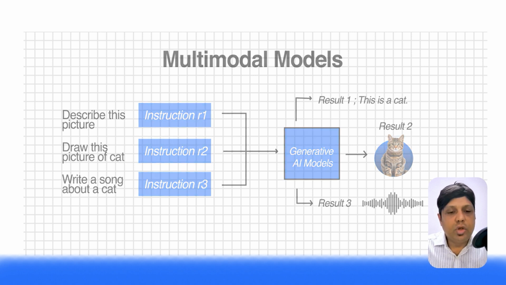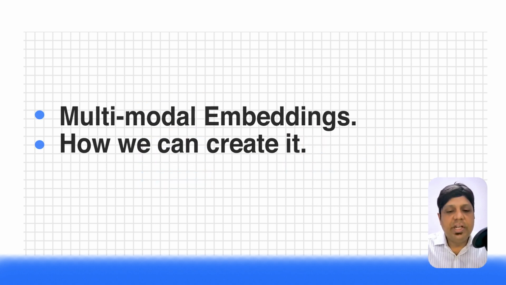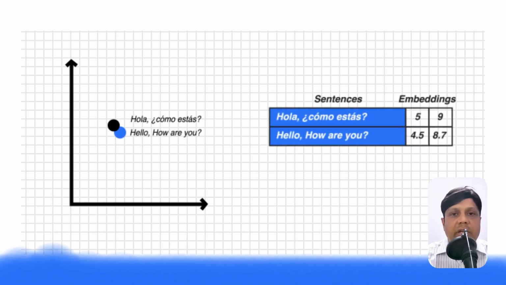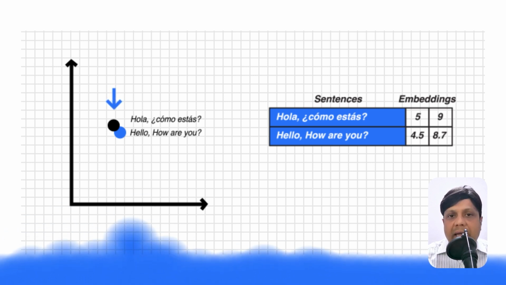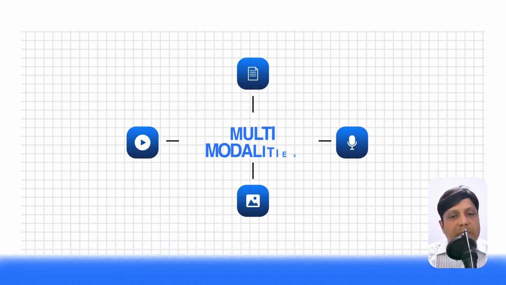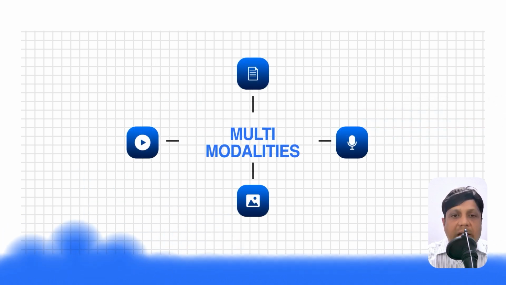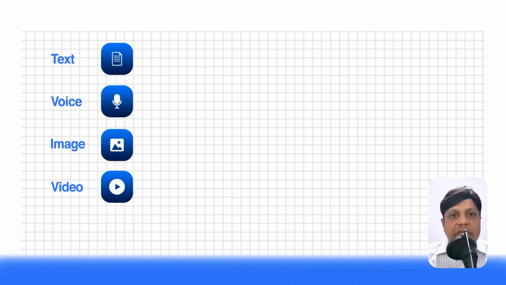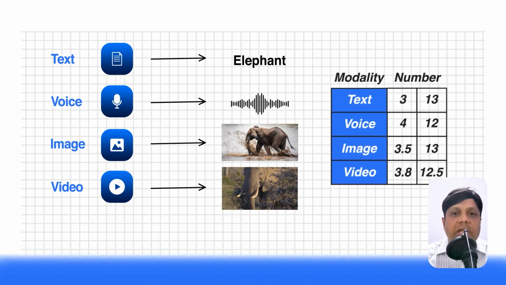Now we need to talk about multimodal embeddings. How do we create them? Two sentences in different languages will have the same vector embeddings, and that's how we understand that these two sentences are similar in meaning. Now we'll apply the same concept for multimodalities. Even if the modalities are different, whether it is text, voice, image, or video, if they are showing or depicting the same thing, their embeddings should be the same. And this is what we want to achieve.